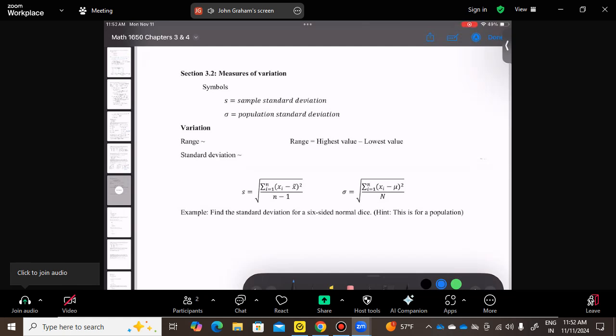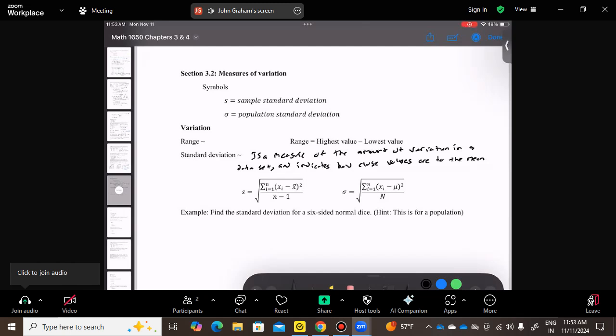The standard deviation, this is probably the most important one, is a measure of the amount of variation in a data set and indicates how close values are to the mean.